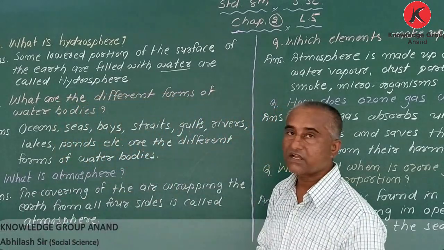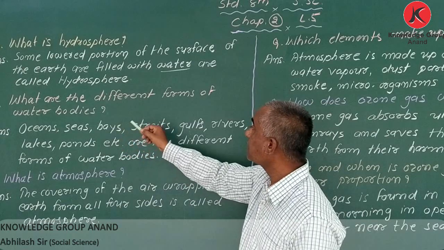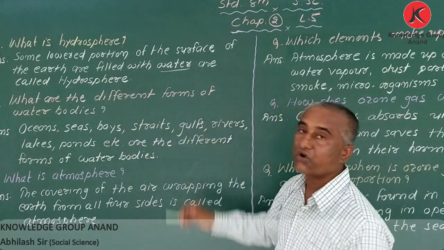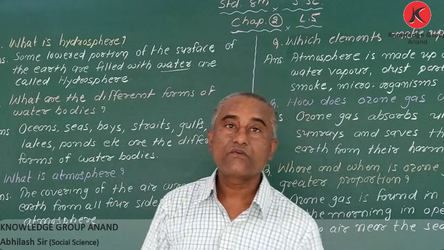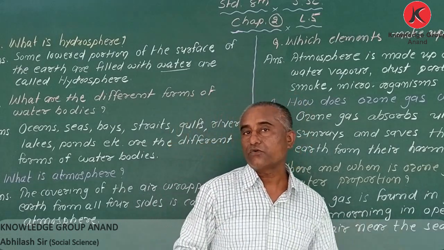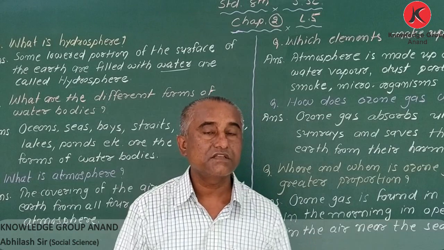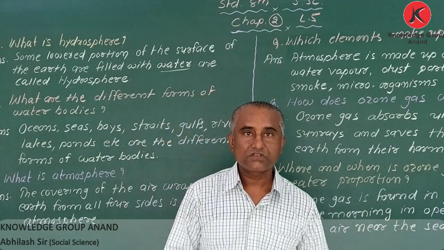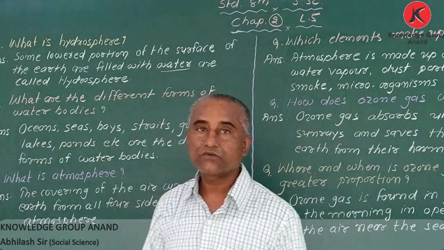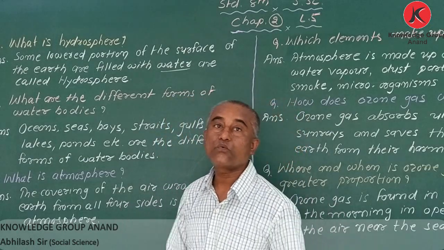Now next question is there. What are the different forms of water bodies? Means different forms. Okay, we have many forms like oceans, bays, seas, ponds, lakes, rivers, like that. So these are called water bodies. Okay, different forms of water bodies.